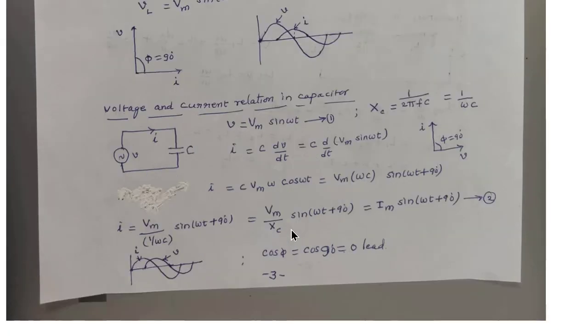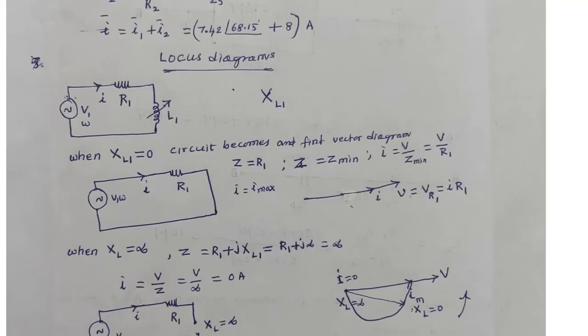Whereas in a pure capacitor, current leads the voltage by 90 degrees like this. So keeping this in view, we discuss the locus diagrams.